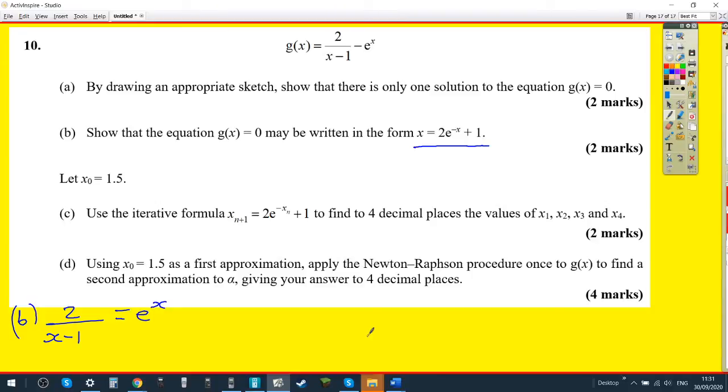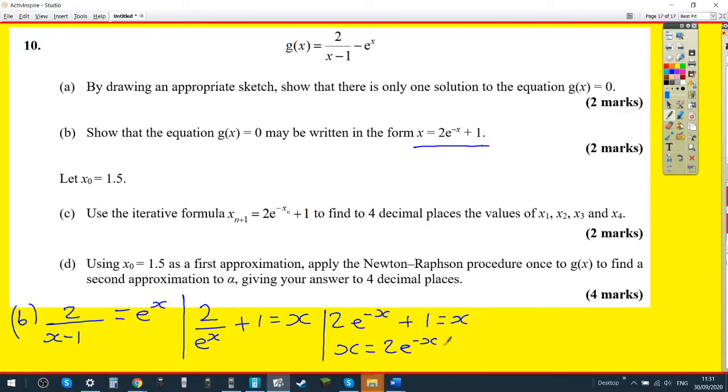Oh, actually, that's a good... Oh, shall I just then do 2 over e to the x plus 1 equals x? Yeah. And make it look like their one. And then just say 2e to the minus x plus 1, yeah? Yeah. Or I should have put the x on the left side. Okay. Next part.